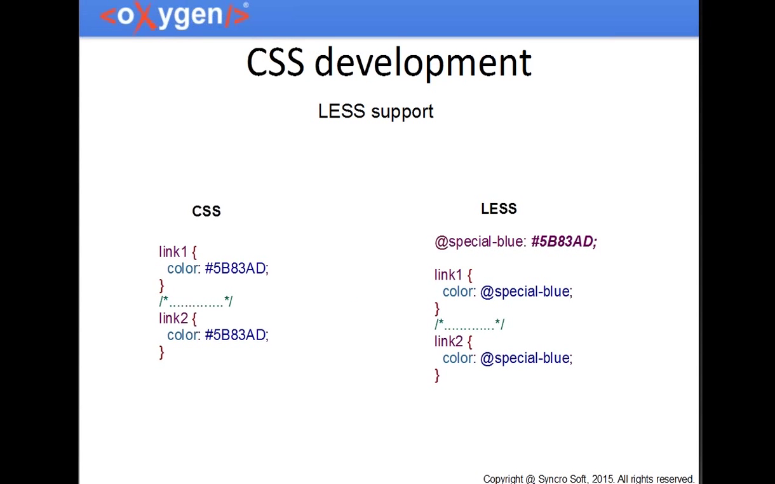Another new addition in the CSS development aspect is support for LESS. So LESS is an extension of CSS intended to add a few features that make CSS development and maintenance easier. For example, in LESS you can define some sort of variable, and then I can just reuse it in both places, and when I have to change the value, I just go into one place and change it.